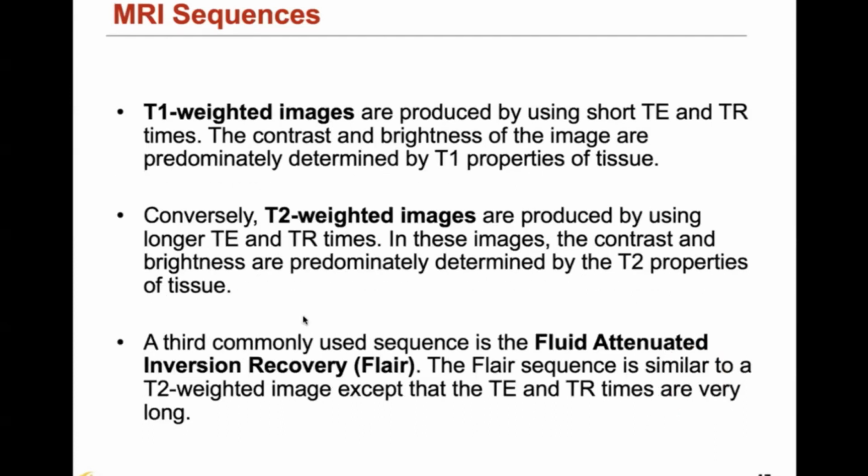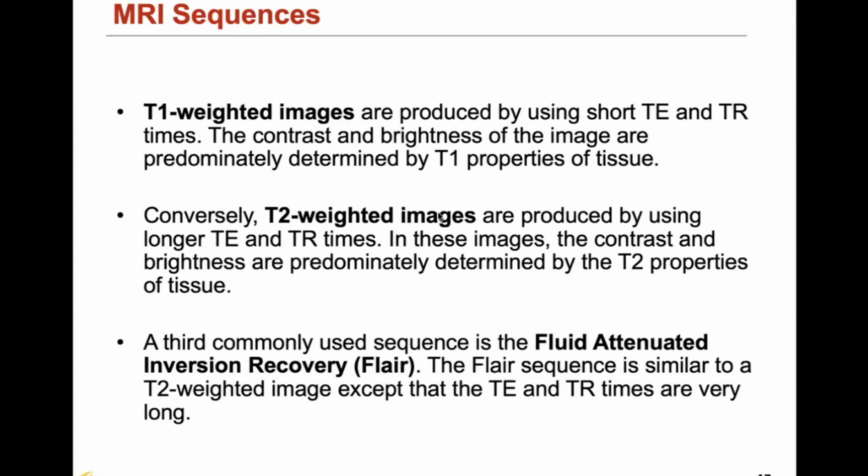So because of these properties, we can vary TE and TR to generate different contrast and brightness of the images, and they can be used for later diagnosis, right? Because different image sequences may present specific characteristics for some of the tissues or diseases, so can have better pathology.